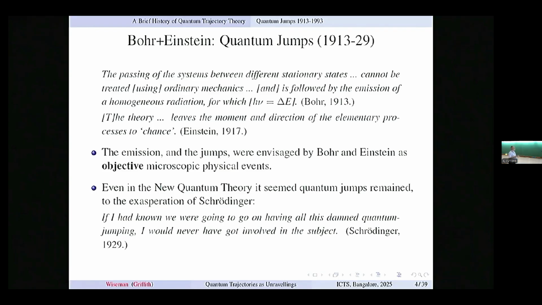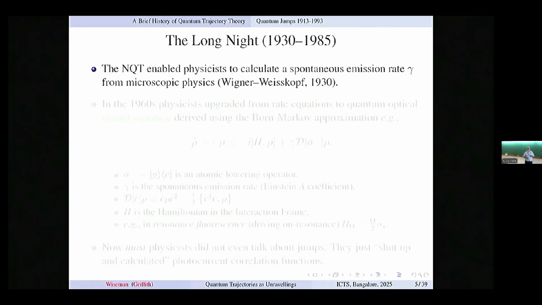There are a lot of things they didn't say because quantum theory hadn't really been developed. We're now in the 100 years of the new quantum theory having been developed. And at least for Schrödinger, he was exasperated by the fact that his beautiful wave equation did not seem to have banished quantum jumps from the theory, but rather people were still talking about them. As he said, "If I'd known we were going to have to go on having all this damn quantum jumping, I would never have got involved in the subject." Okay, so that's the very early history.